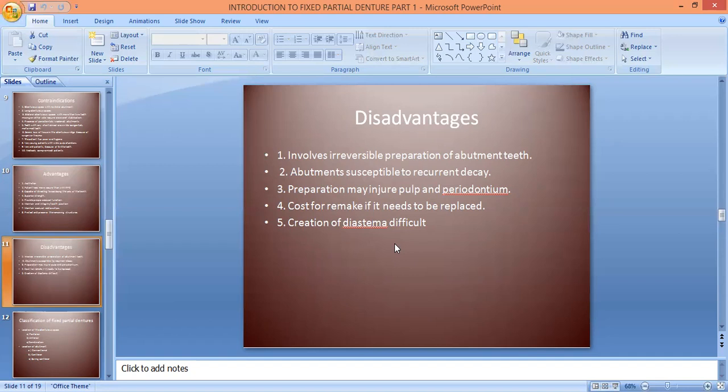Preparation may injure the pulp and periodontium, and abutments are susceptible to recurrent decay. It involves irreversible preparation of the abutment teeth. So once prepared, you cannot do anything on it.